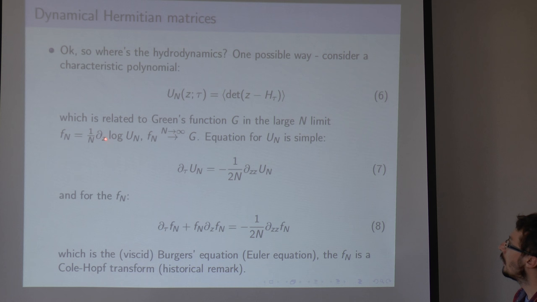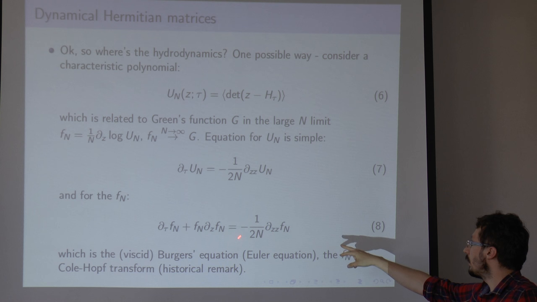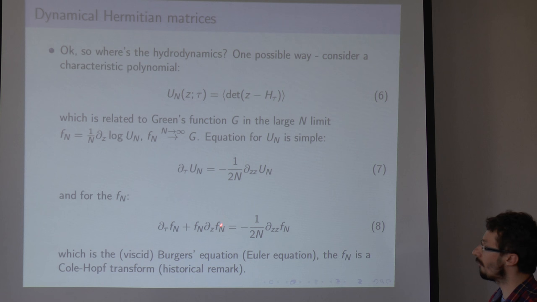Okay. So we can calculate a simple equation, which is almost a diffusion equation for the average characteristic polynomial, and for F_N we write down such a guy, which turns out to be a viscid Burgers equation, okay? And this is what I call the hydrodynamics here. Equation 7 is exact. Equation 8 is also exact, but only in the large N limit does this term disappear, and we have an equation for the Green's function. Only in the large N limit, okay?